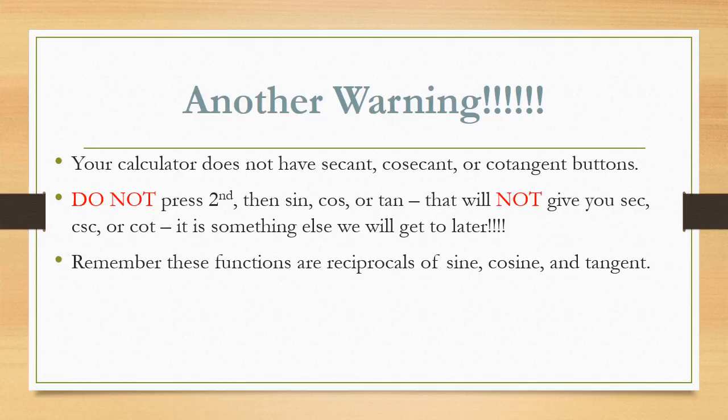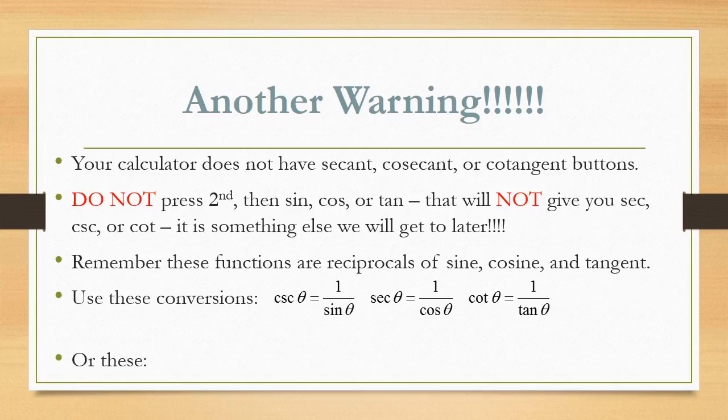Instead, what you need to do is remember that these functions are reciprocals of sine, cosine, and tangent. So here's what you will do. You will use the fact that the cosecant is 1 over the sine. So if you need to find the cosecant on your calculator, do 1 divided by sine. Secant, 1 divided by cosine, and cotangent, 1 divided by tangent. This is an alternative way of doing it. You can do the sine and then put that in parentheses and do the -1 power. A -1 power means 1 over, and that'll work as well.